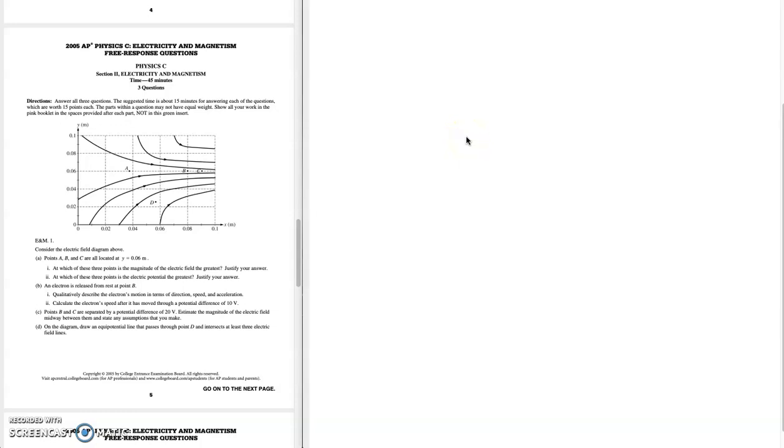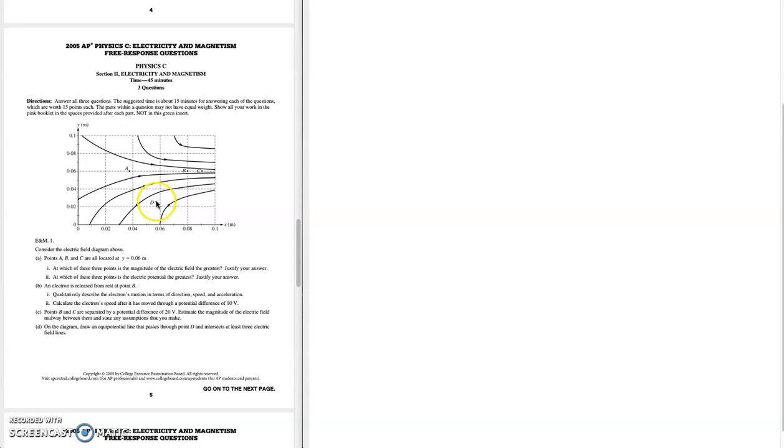2005 E&M number 1. We're given an electric field diagram here and 4 points marked on it, A, B, C, D, and the field lines are pointing up and to the right and down and to the right, mostly to the right. So part A, at which of these points is the size, magnitude of the electric field greatest? Well, the density of electric field lines, how close they are together, is a measure of how strong the electric field is. Remember, this is just a visualization of the effects that we see.